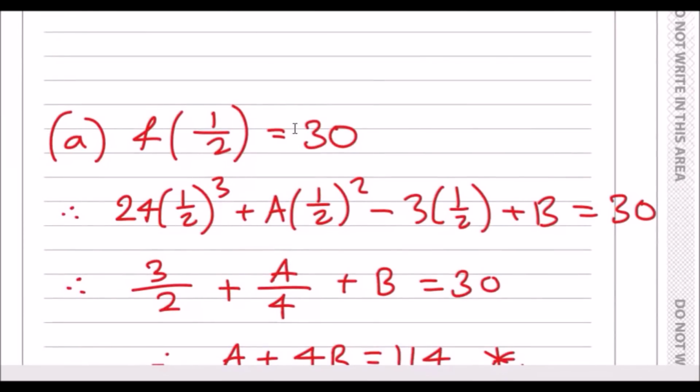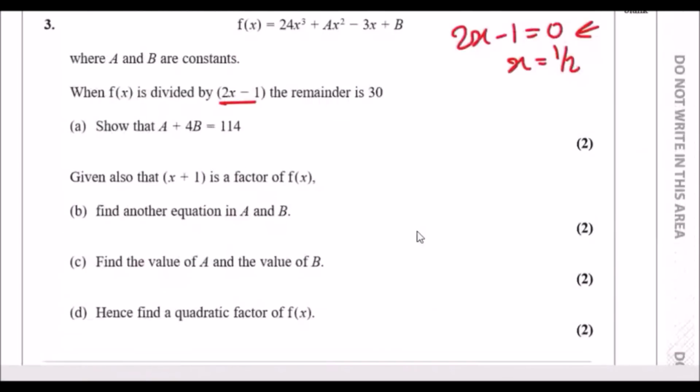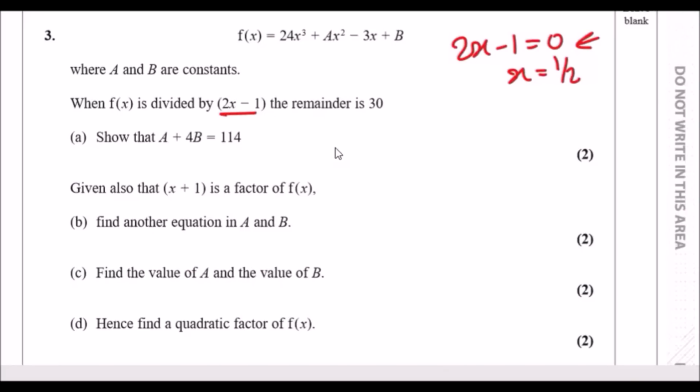So all it's saying is literally plug in x is half into this equation and equate to 30. And that's what I did here. So this is the opening statement, and this is what you have to do. Now just literally multiply. So I just put this in my calculator. So I put 24 times half to the power 3 minus 3 times half, and it gave me 3 over 2. Half to the power 2 is a quarter, so a over 4, and you still got b. And then just rearrange it nicely. I just subtracted 3 over 2 across, so 30 minus 3 over 2. And then I multiplied the whole equation by 4, and I got this nice simple expression here. And that's exactly what they want. a plus 4b equals 114.